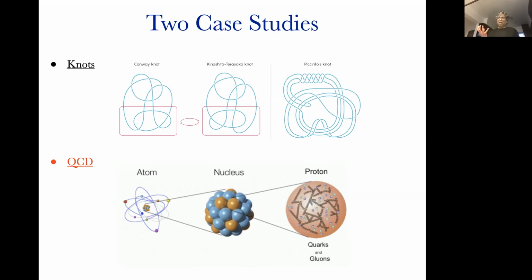QCD is a theory of how matter is put together. So we learned in high school that the substructure of atoms consists of a nucleus with a shell of electrons around it, and the nucleus itself was made of protons and neutrons. Well, the protons and neutrons are also made of fundamental particles. These fundamental particles are quarks and gluons. So understanding the structure of how these elementary building blocks are put together is a subject of QCD, and we'll use machine learning in both of the contexts of knot theory and QCD.